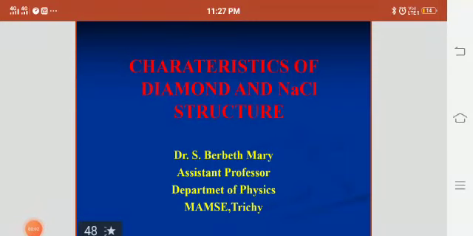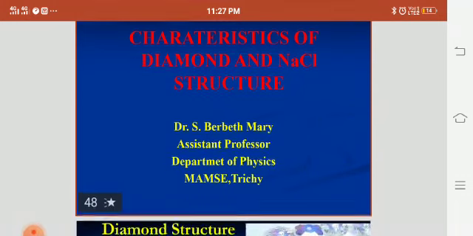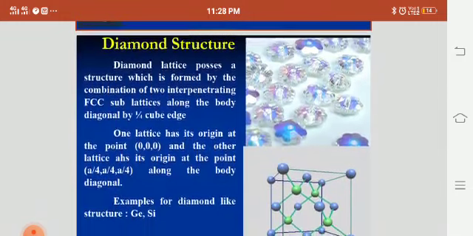Good morning to all. Today we will discuss the characteristics of diamond and sodium chloride structure. First, we will concentrate on diamond structure.